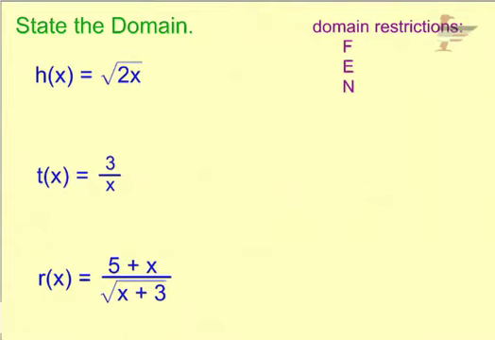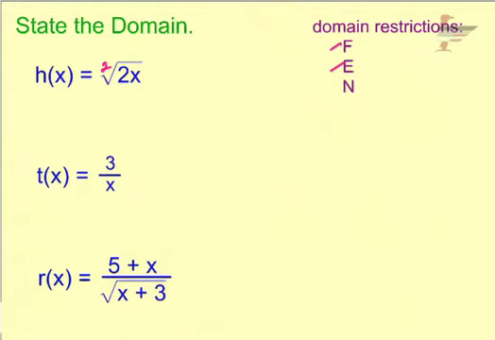So h of x equals the square root of 2x. We're going to go through and see, do we have any of the restrictions? Is x in the bottom of a fraction? No, it's not. Are we taking an even root of x? The square root is an even root because there's a 2 in here that they don't write for us. So we have a restriction. We have to figure out what x cannot be.